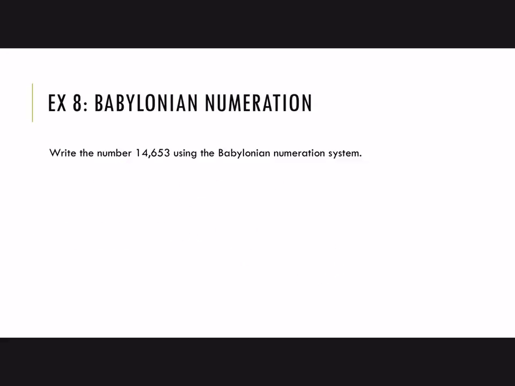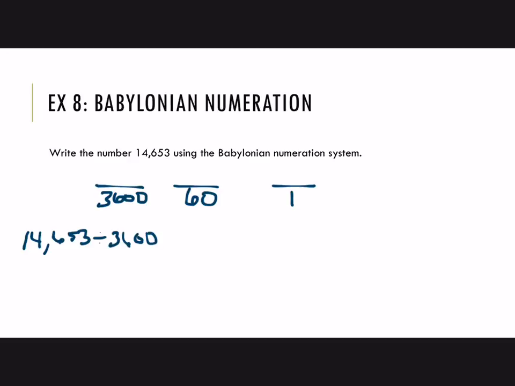And then let's look at one more example which needs a little bit of work to figure out. 14,653. So groups of 3,600, groups of 60, groups of 1s. All right, so first of all, divide 14,653 by 3,600. All right, and let's see, that would be 4.07 etc. It keeps going. All right, so that's 4 groups of 3,600.